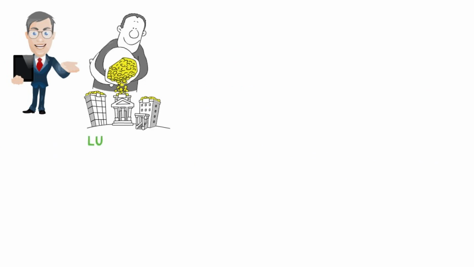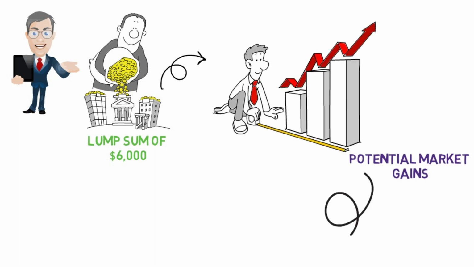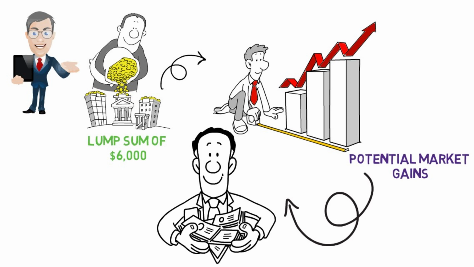On the other hand, John decides to invest a lump sum of $6,000 at the beginning of the year. By doing this, he takes advantage of potential market gains and allows his money to start growing immediately. Now, let's discuss the advantages and disadvantages of each strategy.